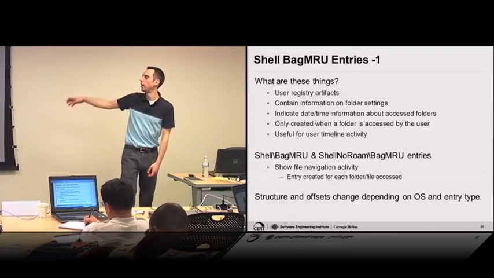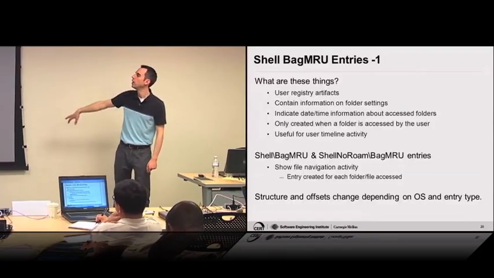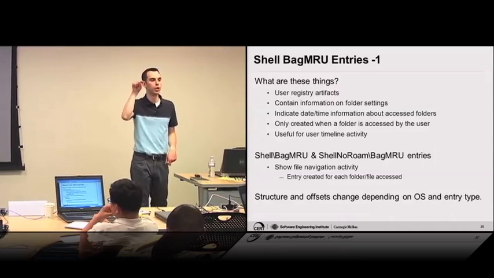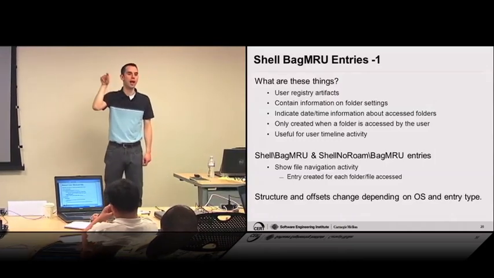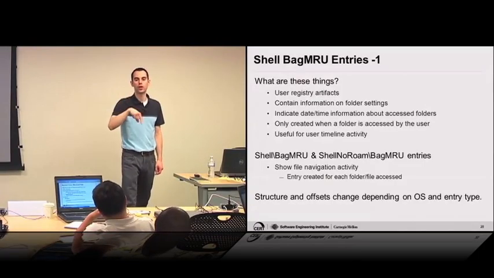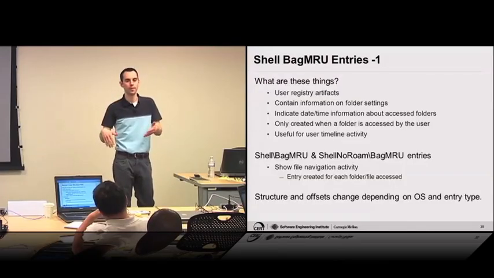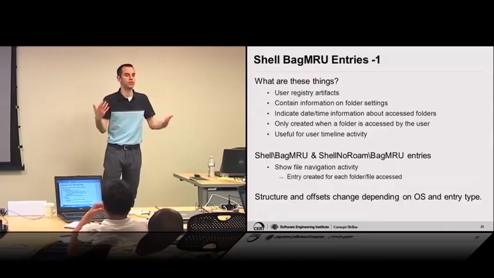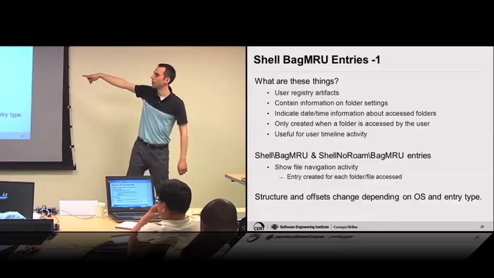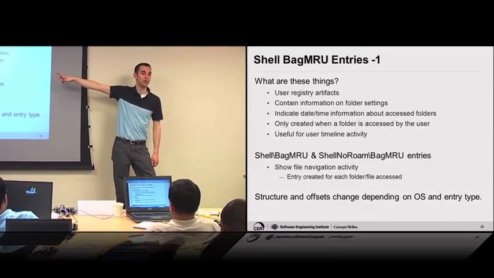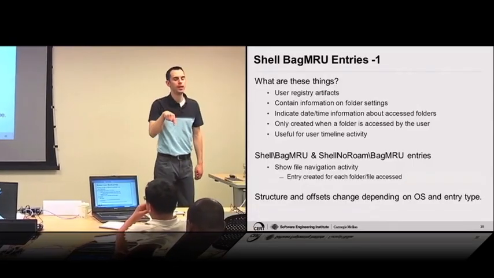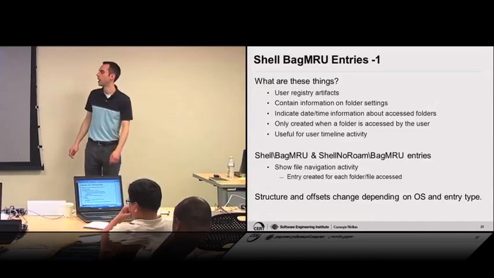They are user-specific registry entries that contain information on folder settings, right? So you know when you're in a folder and you go to Tools, Folder Options, and you say, I want my things to look like icons, or I want that to be in a list, and I want it to be sorted by name, and so on and so forth, right? Those are all folder settings that are saved in the system somewhere, and they happen to be saved in bag MRU entries. But they also contain information such as the date and times that were associated with those applications, and they're only created when you access that folder, right? And you'll see this in a second when I give a demonstration.